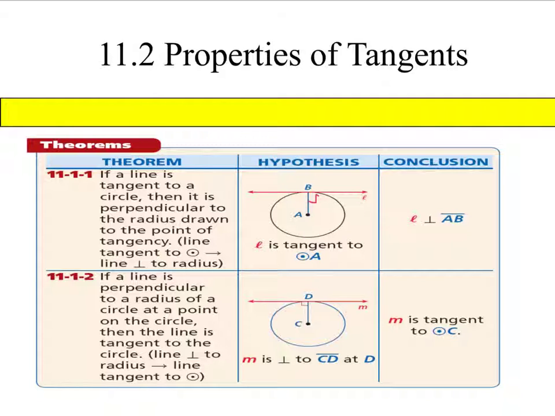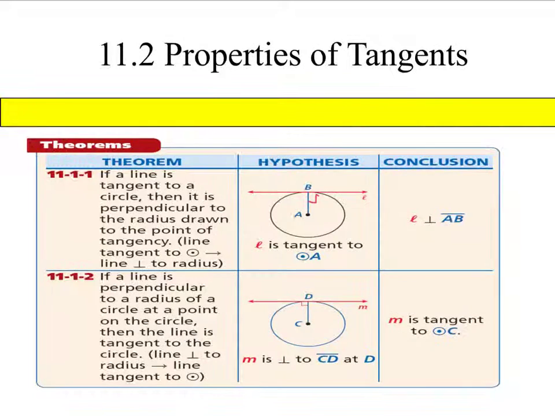Okay, if you go the opposite way, if a line is perpendicular to a radius of a circle at a point on the circle, at one point on the circle, then you can say that line is a tangent. So at the bottom one, line M is perpendicular to radius CD. Because of that, M and CD have to be perpendicular, and that concludes that M is a tangent to C. All right, two very quick theorems. There you go. Now let's work with them a little bit.